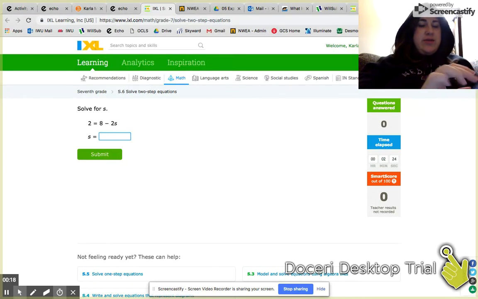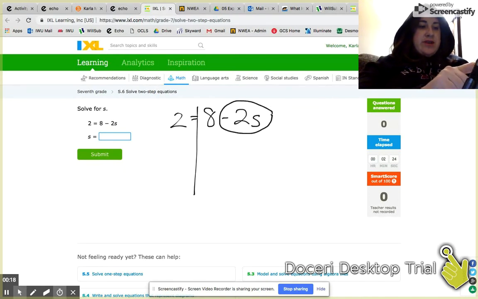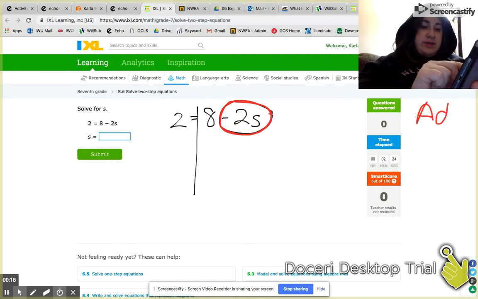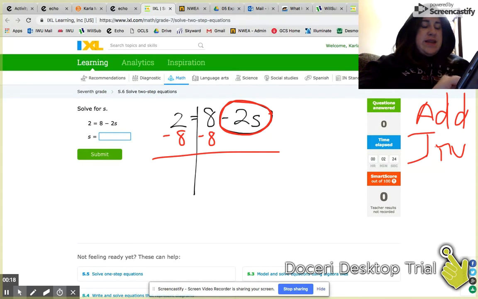For this one, I'm actually going to rewrite them. I have 2 is equal to 8 minus 2s. The first thing I'm going to do is draw a line down the equal sign, and now I'm going to circle the term with the variable. Whatever is outside of this red circle, I need to get rid of first. So my first step is additive inverse. I'm going to get rid of this positive 8 by subtracting 8. And I have 2 minus 8, which gives me negative 6, is equal to negative 2s.